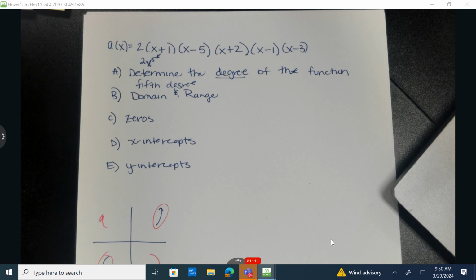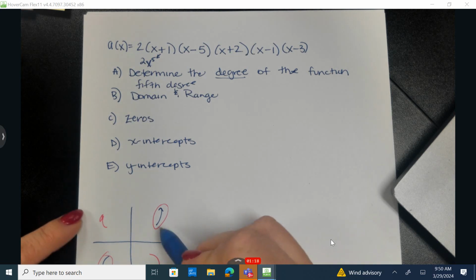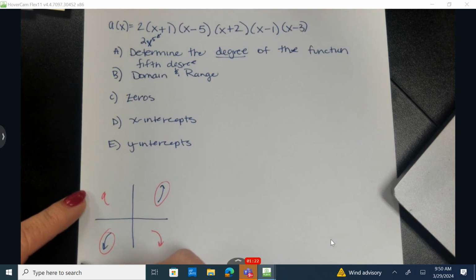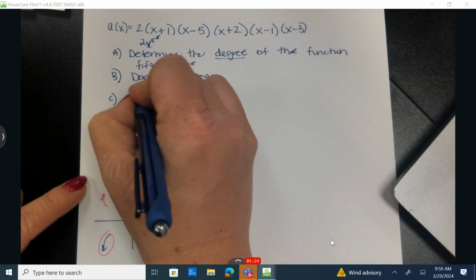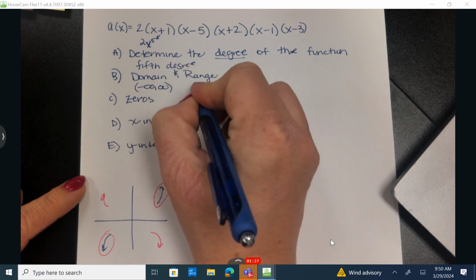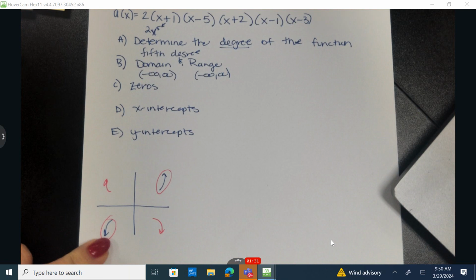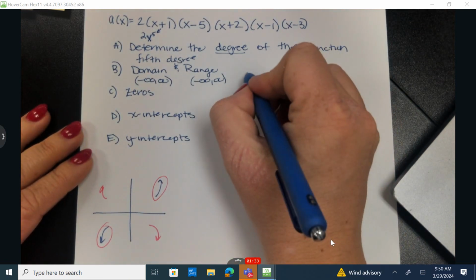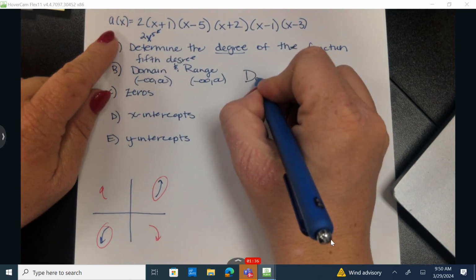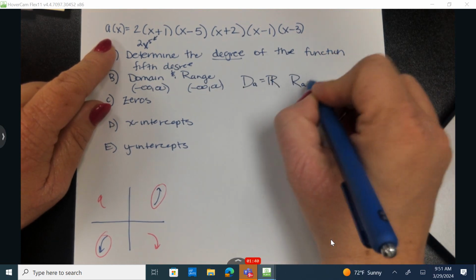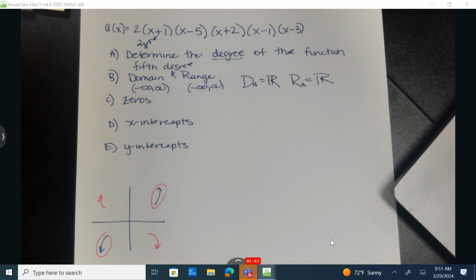So how does that impact when we determine the domain and the range of this function? As it goes up to the right, it will continue to move to the right, and it'll continue to move down as it goes to the left. So my domain is all real numbers, along with my range. The range is also all real numbers because there's no limit how far it goes down or how far it goes up. What's another way we could write that? We could write the domain of function A is equal to all real numbers, and the range of function A is also equal to all real numbers.